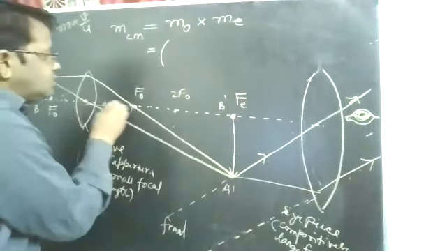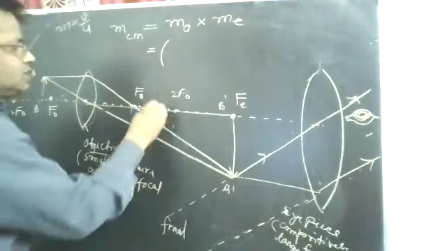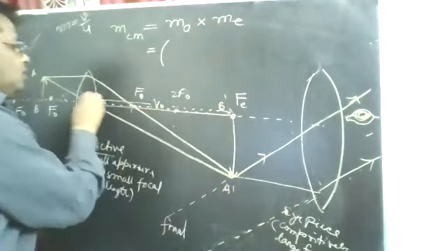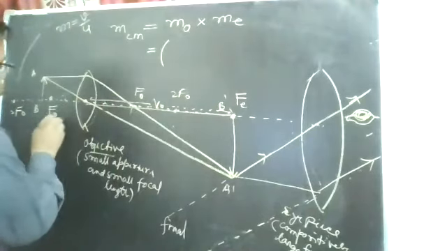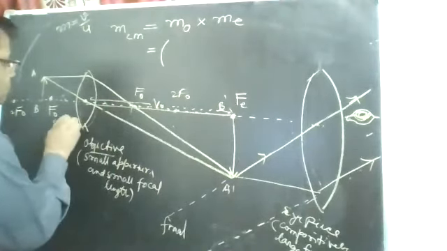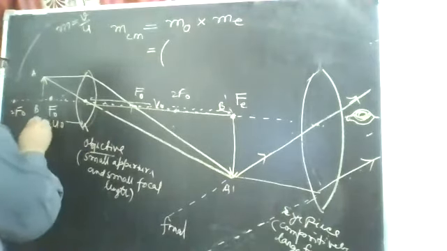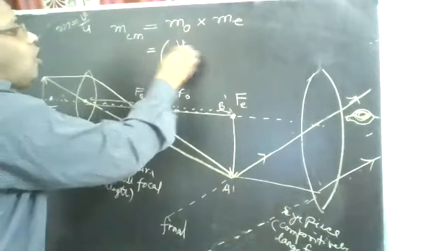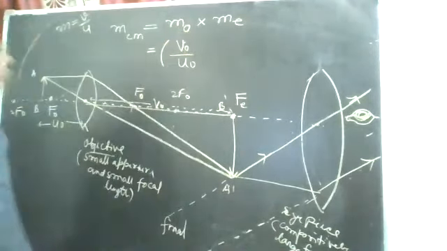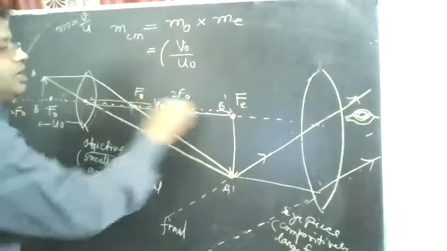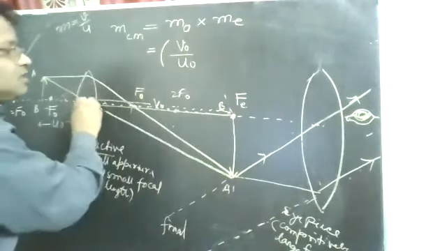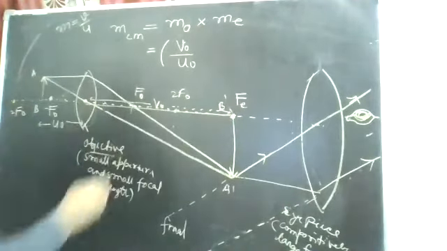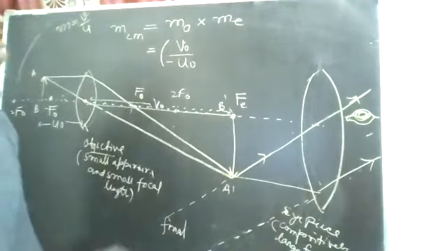In a lens, V by U. What is the object distance? This distance we represent as VO, and this distance as UO, the object distance from the objective lens. So here the formula will be VO upon UO. Now you see here, U is minus and V is plus for this lens. The image distance is positive and the object distance is negative, so a minus sign will be there.